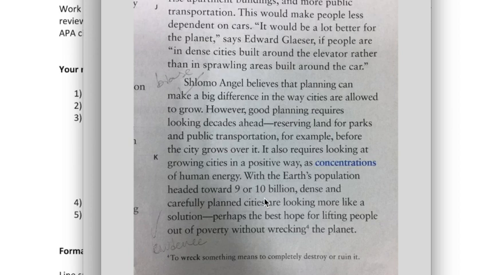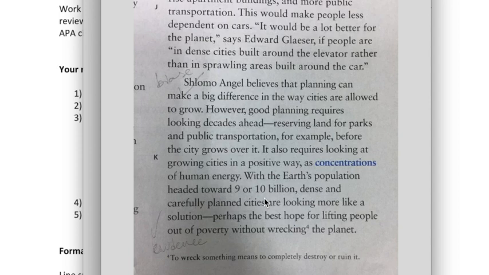You say the article says that good planning requires looking decades ahead, and the evidence given in the article is that in the future there will be 10 billion people. However, I disagree with this opinion because according to the statistics given by the UN, in 2050 there will be only 8 billion people, for example.